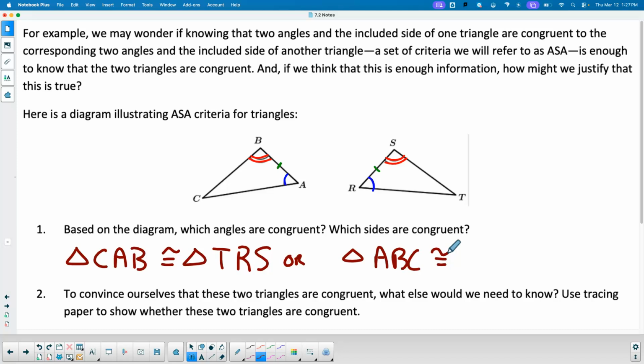Started with the blue angle. So what's my first letter? R. Went to the red angle. Went to the no angle. T. Okay? Two different congruent statements, both from the same figure. And order matters with that name.